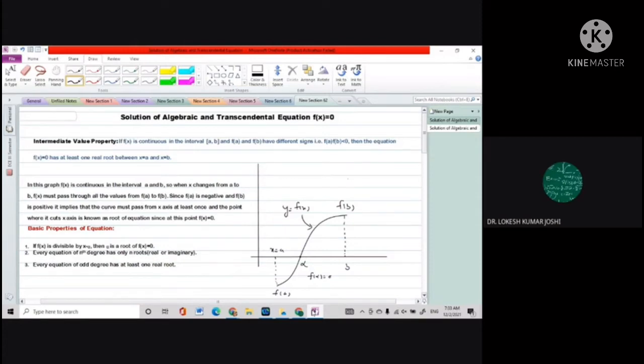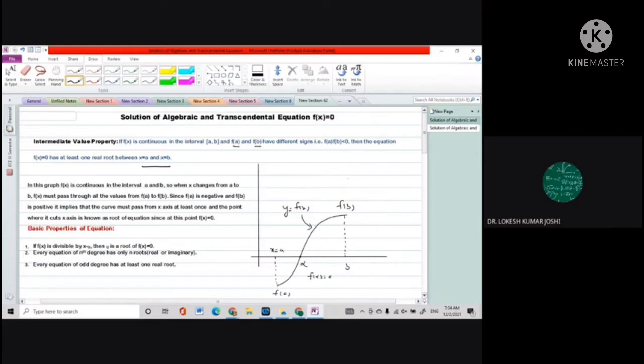The statement is: if f(x) is continuous in the interval [a, b] and f(a) and f(b) have different signs, that is, the product f(a) times f(b) is less than 0, then the equation f(x) = 0 has at least one real root between x = a and x = b.